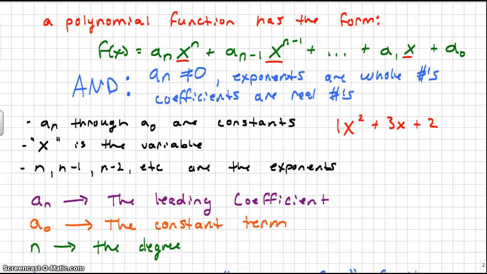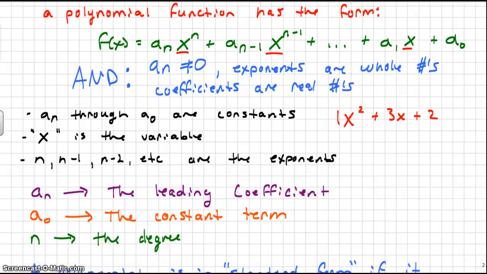So when we scroll down, we're going to talk about some terminology. A sub n is the leading coefficient. A sub 0 is always the constant term. And n is the degree of the function. Okay, and some degrees have certain specific names, like first degree would be linear, second degree would be quadratic, and then third degree would be cubic, and then fourth degree and fifth degree, don't worry about those. Linear, quadratic, and cubic, those are the names of those functions. They have special names because they're used so often.